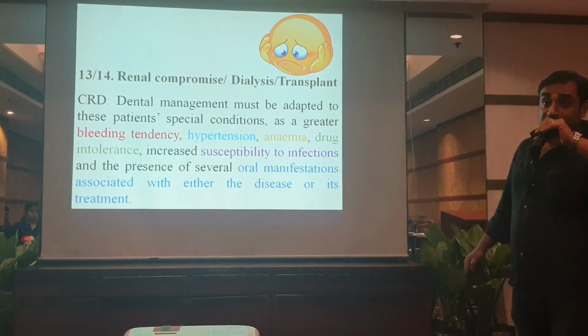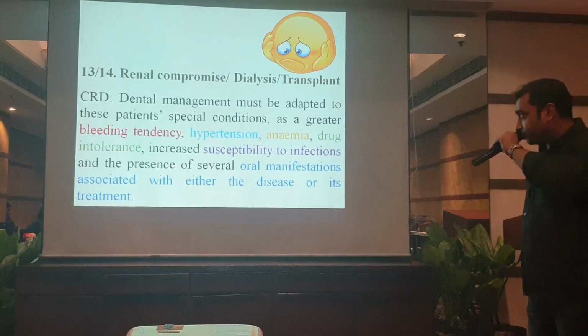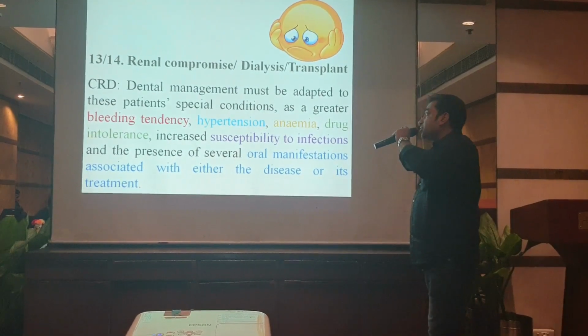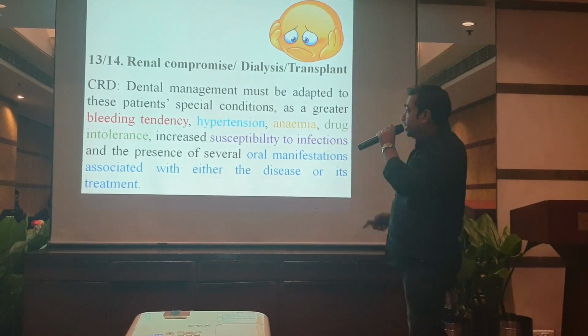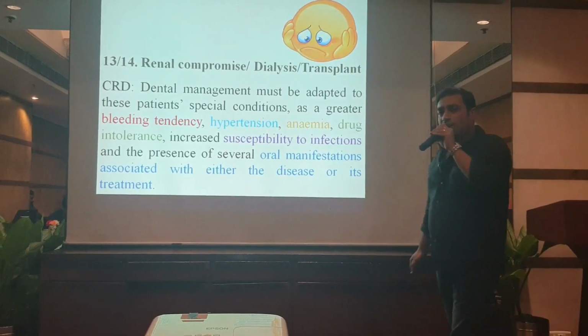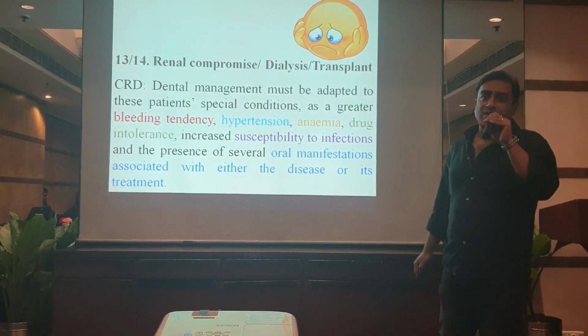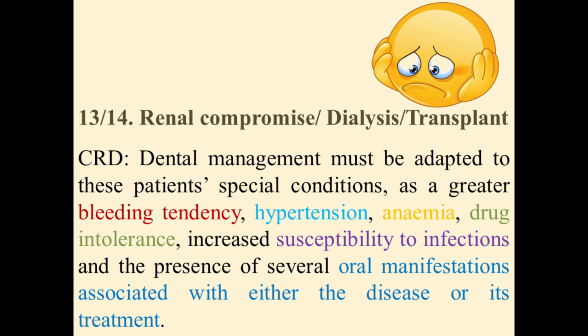Moving into the next chapter, and actually two chapters together. Renal compromise, dialysis and transplant. I will have to read the slide, but the colored ones. What is the problem with chronic renal disease, CRD? Here comes the area which gets a bit complicated.